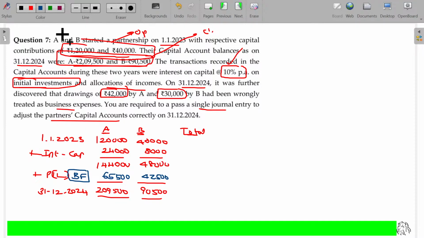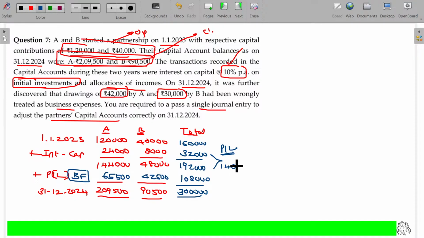Firm's value. Initially 1,60,000 and 32,000 is the interest on capital. 1,92,000 and profit being 1,08,000. Closing balance of the capital of the firm being 3 lakhs. Now, what is the profit they have earned? 1,40,000. 1,40,000 will be the profit. Is that okay? Any doubts here? 32,000 plus 1,08,000, 1,40,000 will be the profit component.